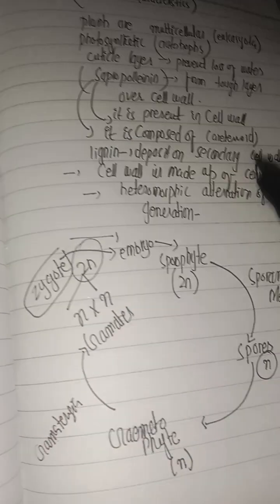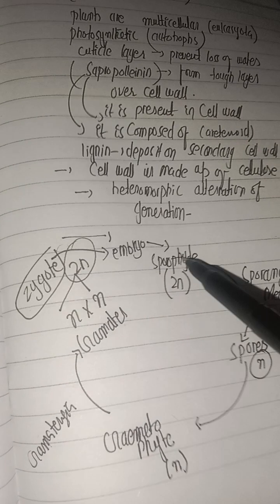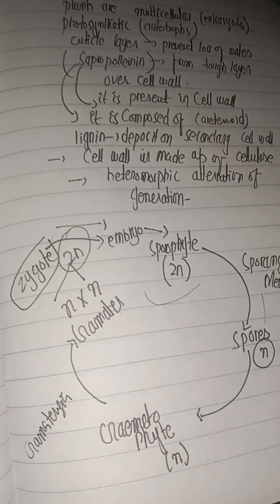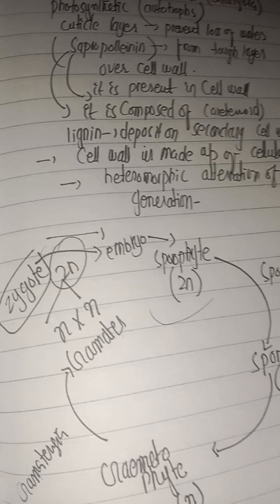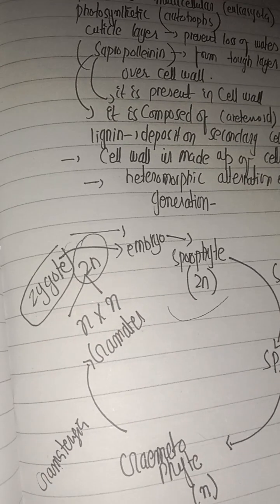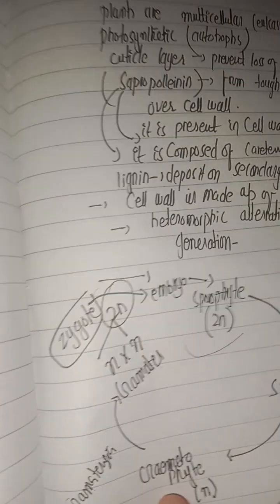So here the heteromorphic alternation of generation means going from asexual to sexual. That's why we see heteromorphic alternation of generation. Another point is that the sporophyte and gametophyte are morphologically different, and the zygote is retained in the embryo. Now another point we can see here is that they are smaller plants.